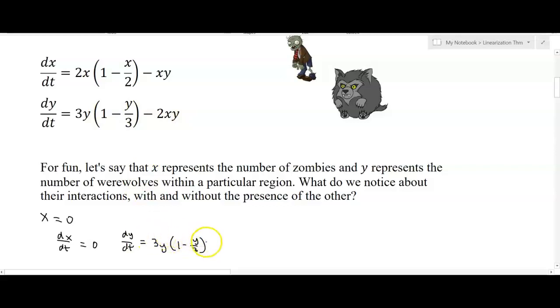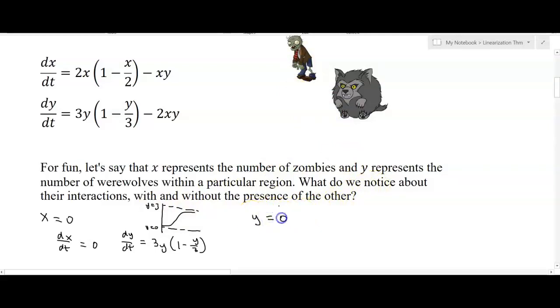This equation has equilibrium points at y = 0 and at y = 3. If we were to look at this over time, we would see this logistic curve, and the population would approach the carrying capacity. That would be without the presence of werewolves. Of course, we wouldn't expect them to grow indefinitely, because they also need to have a food source, and they don't want to dupe themselves.